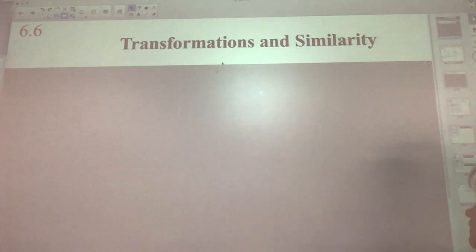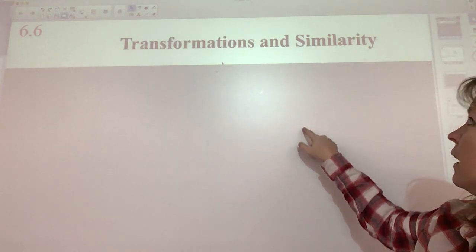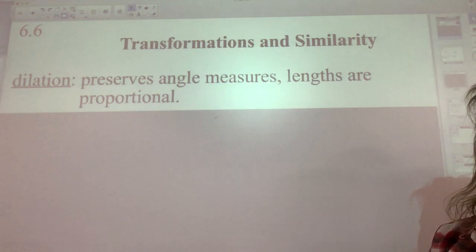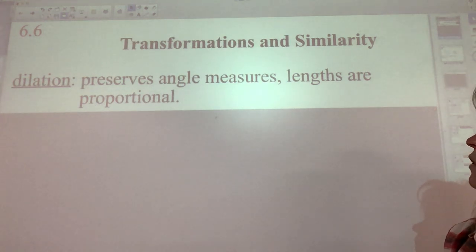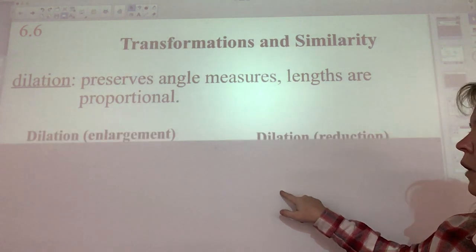Section 6.6, we're going to be working on transformations and similarity. A couple more vocabulary words. A dilation preserves angle measures, but the lengths are proportional. That should be review vocabulary.